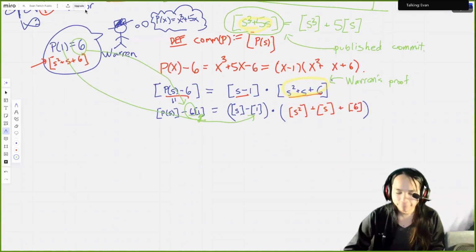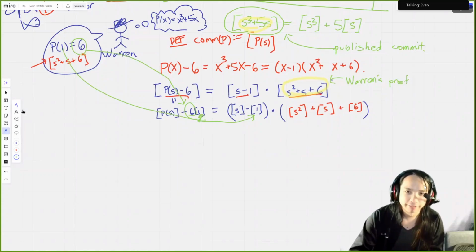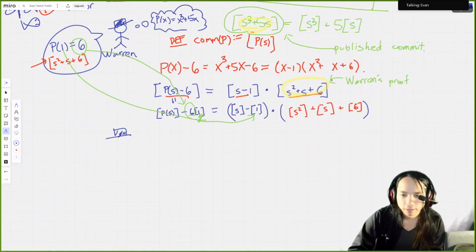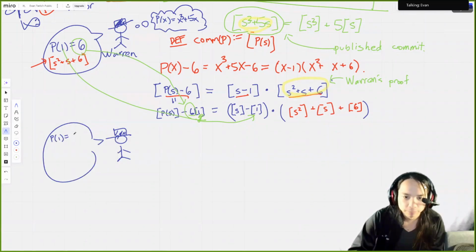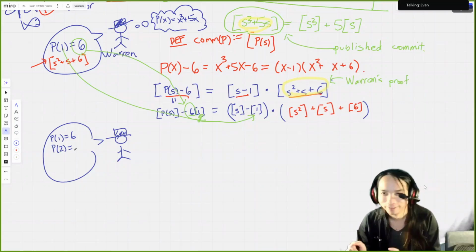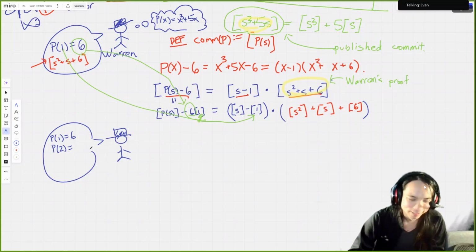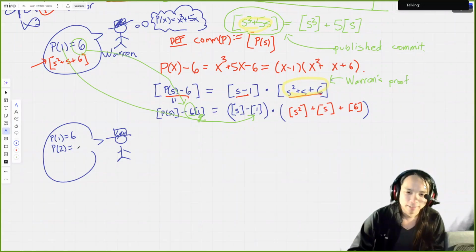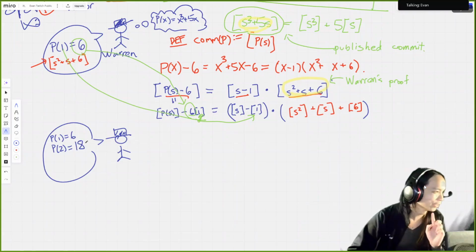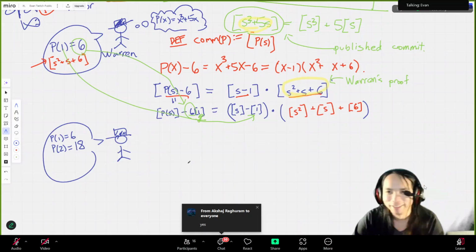Now, if one wants to do two values, for example, here's Warren again. This time, instead of saying that p of 1 is equal to 6, he says p of 1 is equal to 6, and then p of 2 is equal to, oh god, what's p of 2, someone? Make sure I don't mess this one up. 18, I think. Is that right? Someone check my arithmetic. Is it 18? Yes, cool. All right.